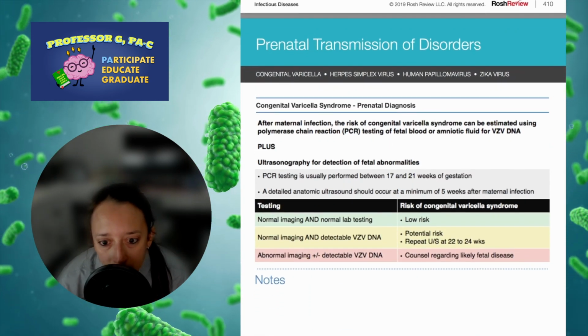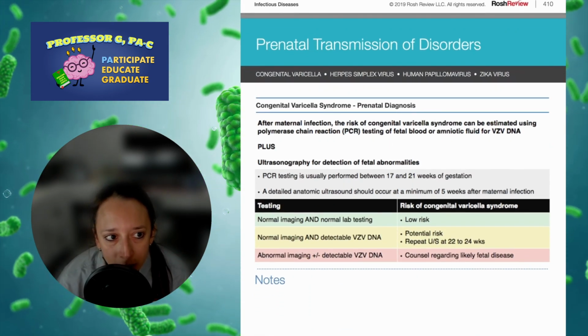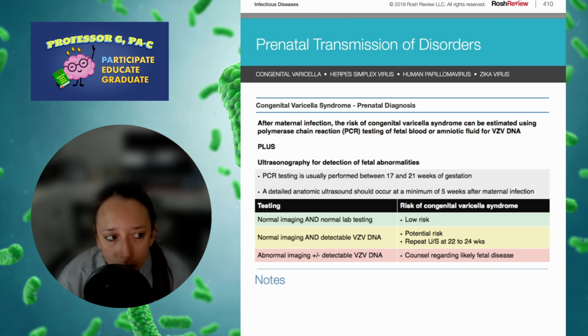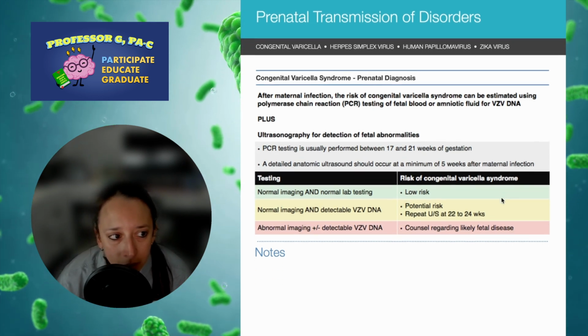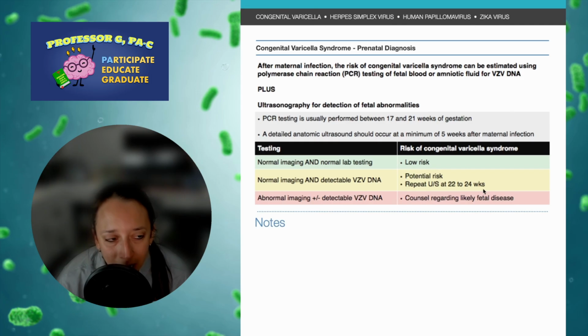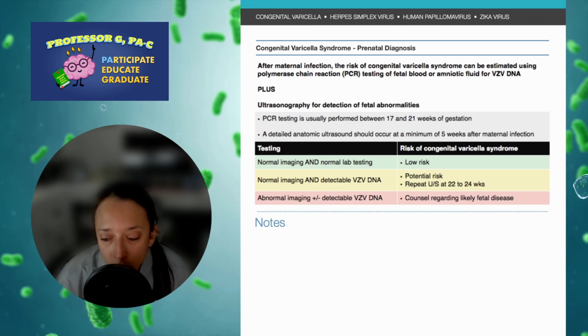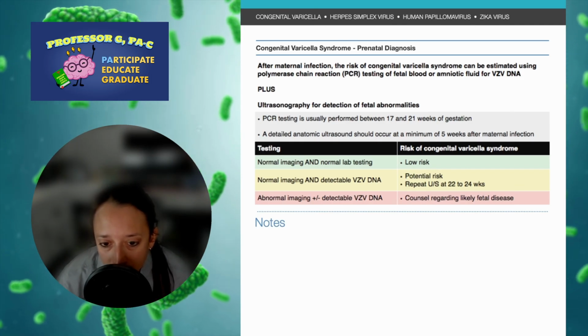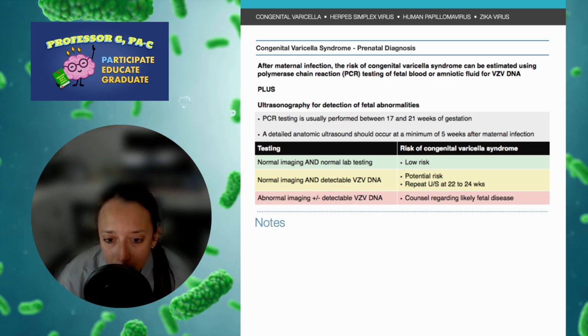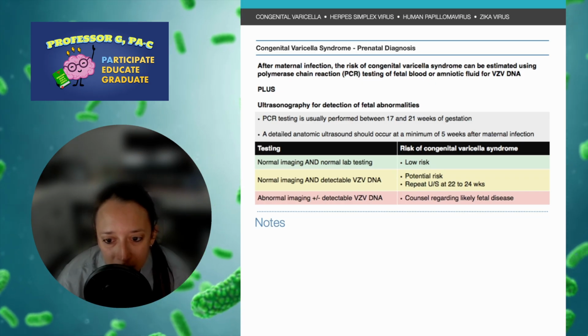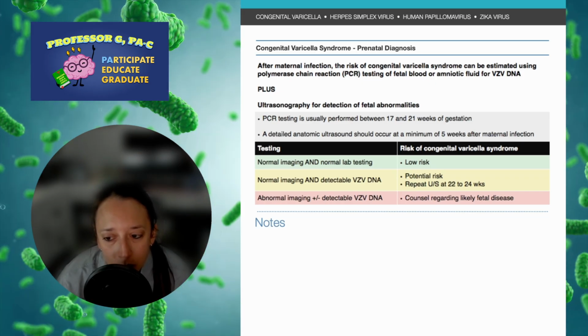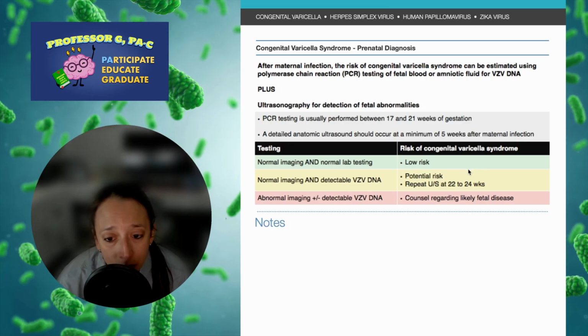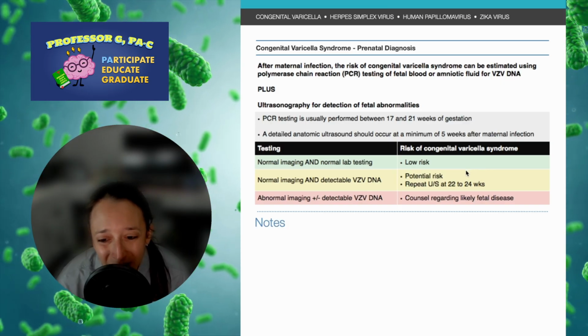All right, the next few things we're going to talk about are the prenatal transmission disorders. So first we're going to start with congenital varicella. This is after a maternal infection with the varicella zoster virus happens during early pregnancy. Complications for the baby can include limb hypoplasia, cutaneous scarring, eye defects, and neurologic abnormalities in the fetus.